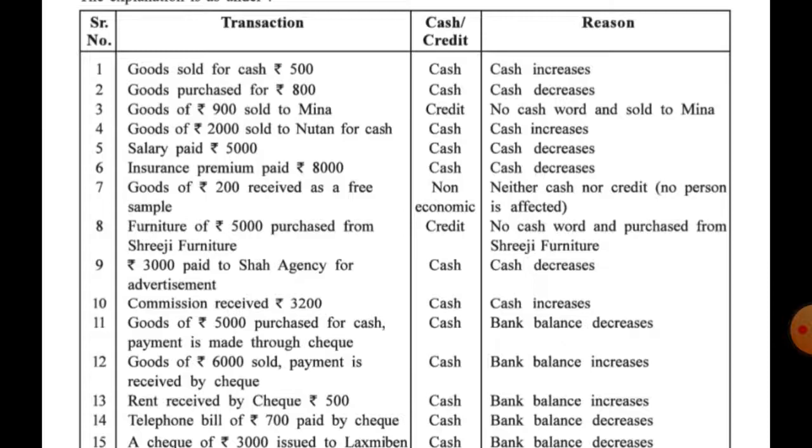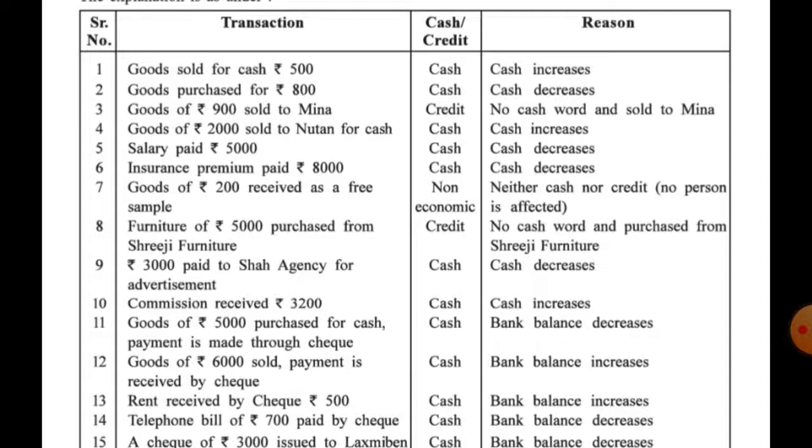Third one, goods of rupees 900 sold to Meena. Now over here the name of the person to whom the goods have been sold is mentioned, that's why it becomes a credit transaction. The cash word has not been mentioned, and we have sold the goods to Meena on credit, that's why a debtor relation will arise.